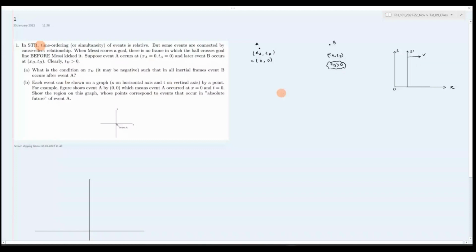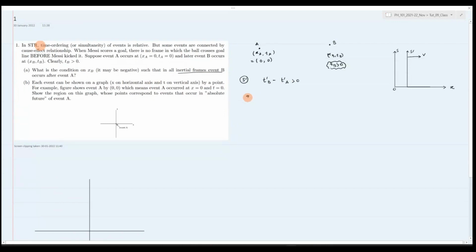Suppose we are in some S prime frame which is moving at speed v, and in this frame also we want the same thing to happen, like event B should happen in the future. That means tb prime must be greater than ta prime, right? This will be the condition. What is the condition on xb such that event B occurs after event A? From this line we can say that tb prime must be greater than ta prime.